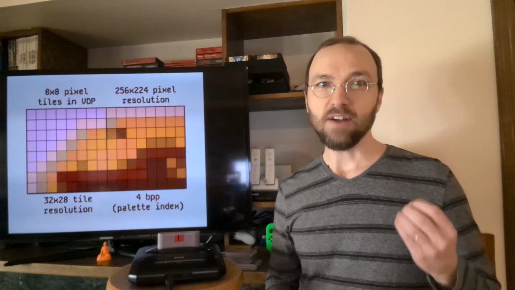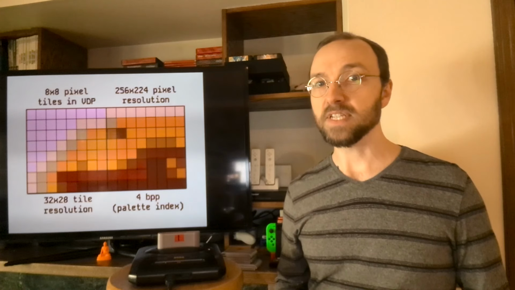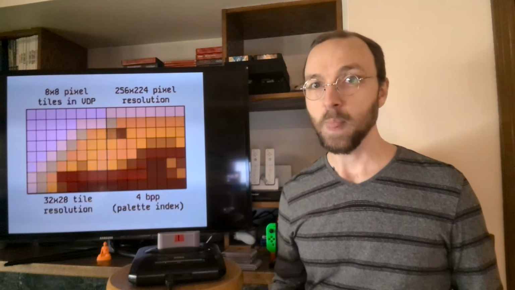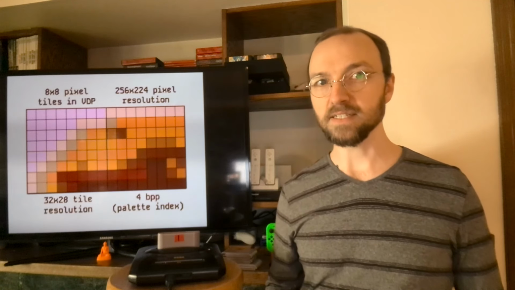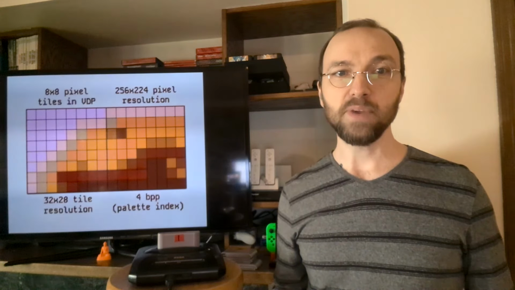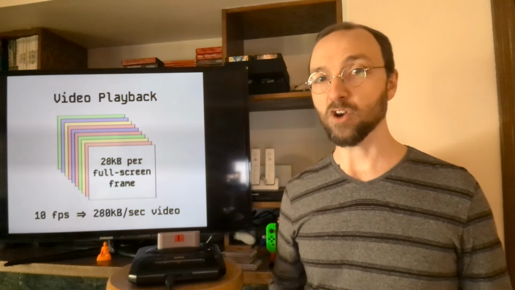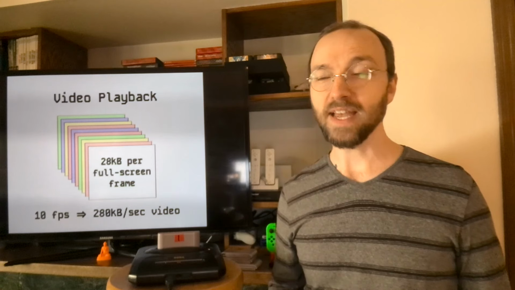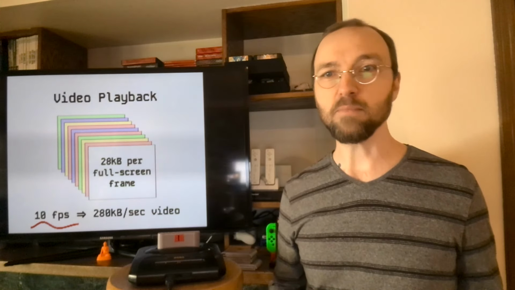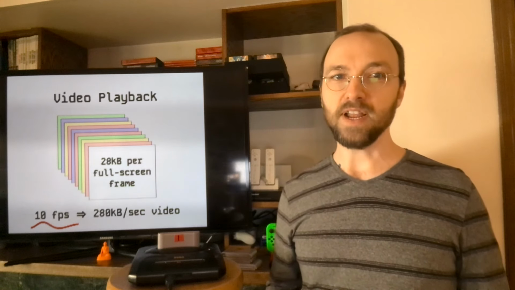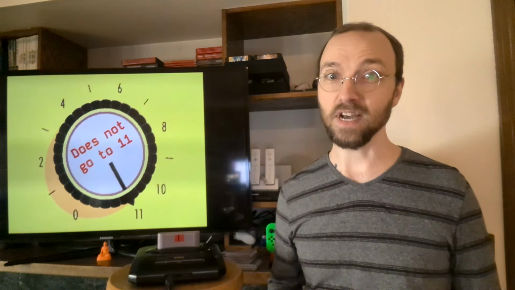Now, to encode a video, you have to split each frame of Rick Astley into 8x8 tiles. These tiles are native to the Sega's video display processor, or VDP. Each tile has a palette number encoded into it, and each pixel is a 4-bit index into that 16-color palette. Using the non-square pixel mode, each frame takes up about 28 kilobytes out of the system's 64K of video RAM. And experimentally, I found that 10 FPS is the most that I can push uncompressed frames from main memory into video RAM. We start dropping frames at 11 frames per second, which is why I am sad to say that ours does not go to 11.